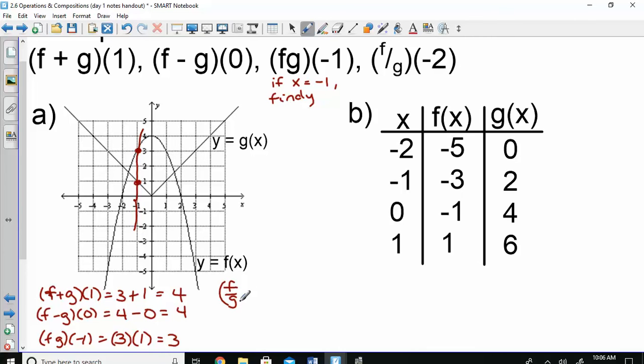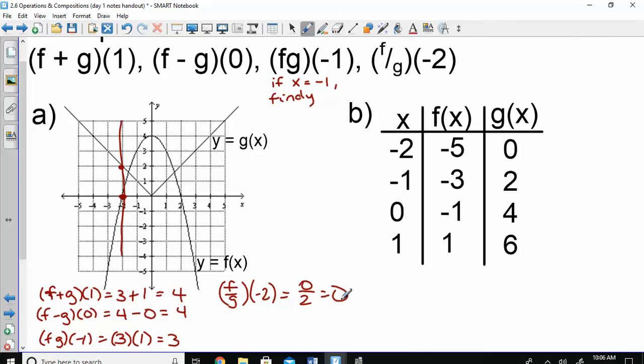F divided by g of negative 2. So when x is negative 2 on the graph, f is my parabola. What's your y value when x is negative 2? 0. Divided by g of negative 2, which is 2. And 0 divided by 2 is 0.